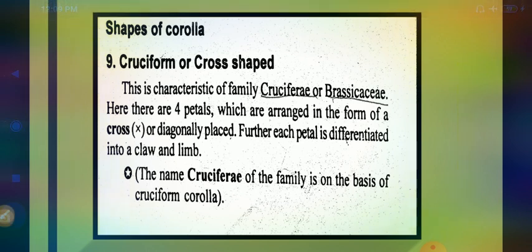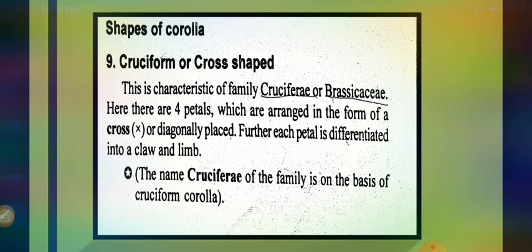The first shape of the corolla is the cruciform, or cross-shaped. This is the characteristic of the family Cruciferae. On the basis of the family, the name of the shape is also given. In the Cruciferae family, or the Brassicaceae family, there are four petals arranged in the form of a cross, diagonally placed. That's why this is known as the cross-shaped, or cruciform, form.